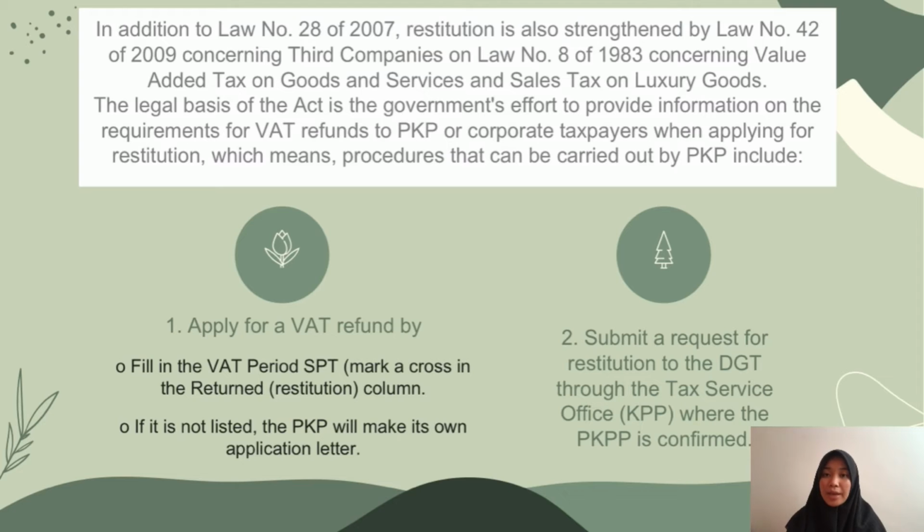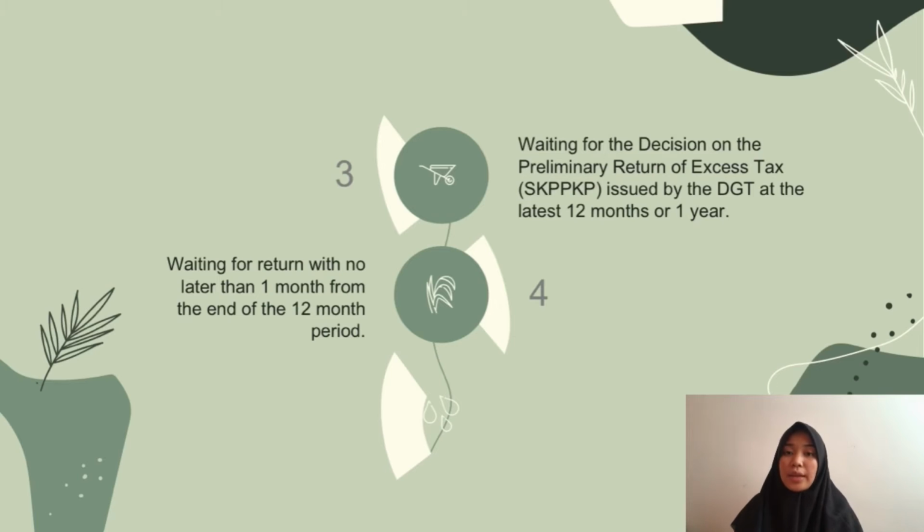can be carried out by PKP include, the first is apply for VAT refunds by filling in the VAT period SPT or marking a cross in the return or restitution column. Also, if it is not listed, the PKP will make its own application letter. And the next is submit a request for restitution to the DGT through the Tax Service Office or KPP where the PKP is confirmed. Okay, so the next, waiting for the decision on the preliminary return of excess tax or SKPPKP issued by the DGT at the latest 12 months or 1 year. And the next is waiting for return no later than 1 month from the end of the 12-month period.